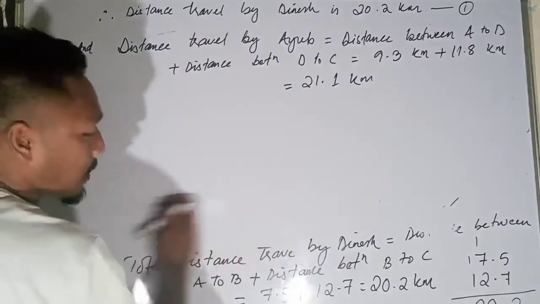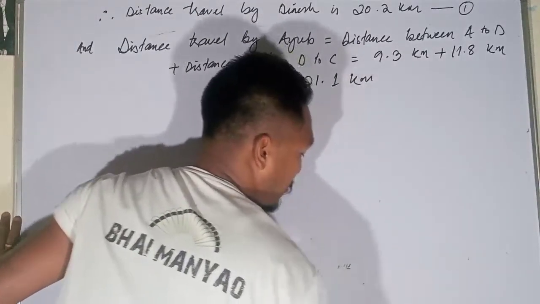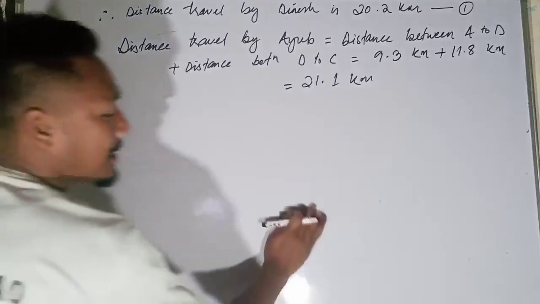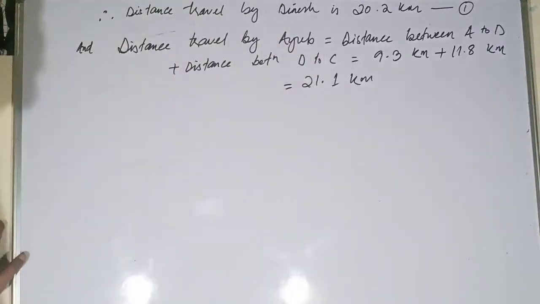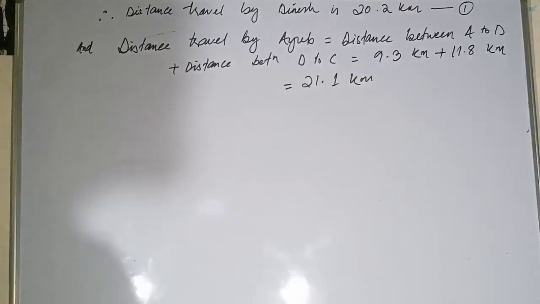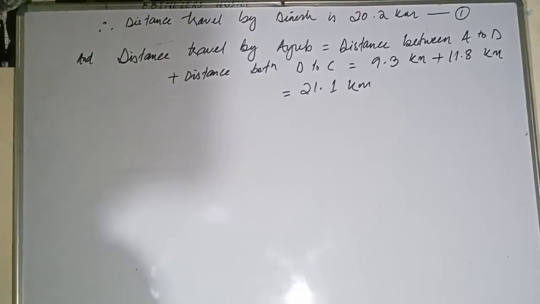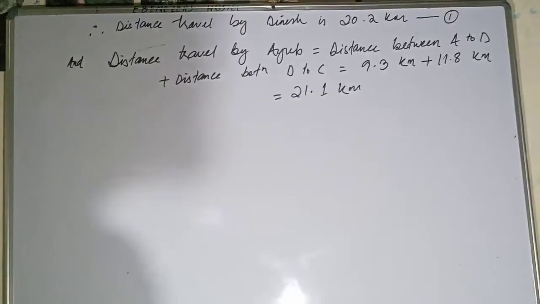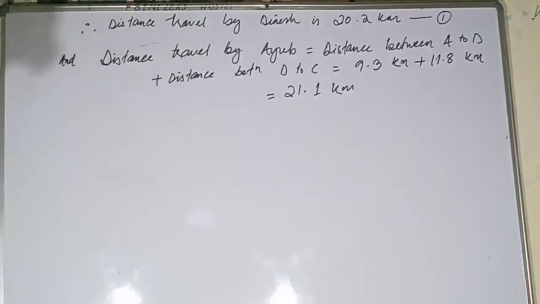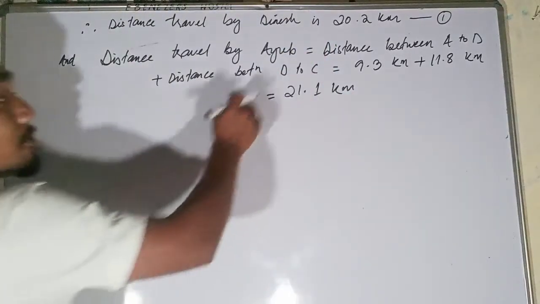Now who is traveling more? Ayub has traveled 21.1 kilometers and Dinesh has traveled how much? 20.2 kilometers. So who is greater? Obviously, Ayub will be greater. Why? He has traveled one more extra kilometer.